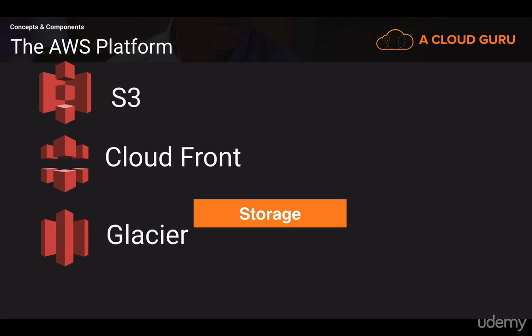We then have Glacier. Glacier is a secure, durable, and extremely low-cost storage solution for data archiving and long-term backup. With Glacier, anything you store in Glacier can take up to 4 hours to access. So it's basically for offline storage, but it's a place to archive off your old data. So think of Glacier as an archiving service in the cloud.